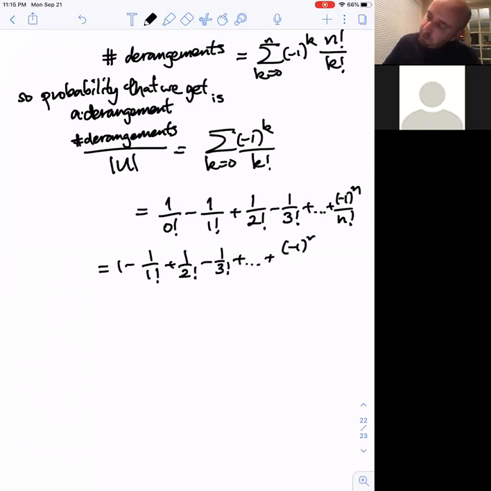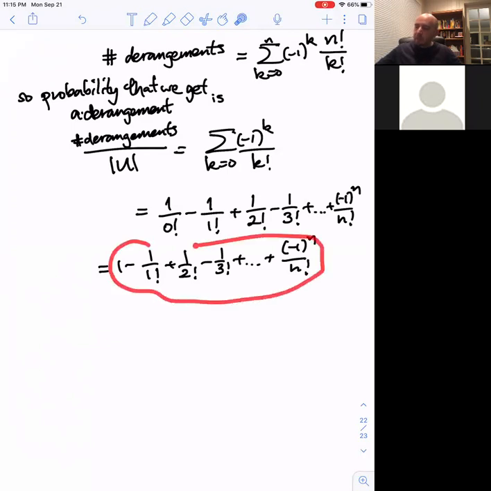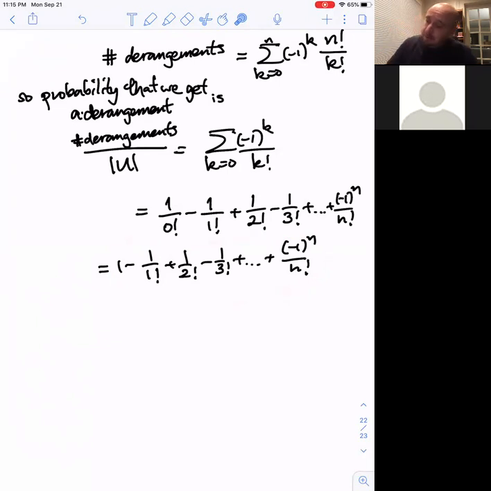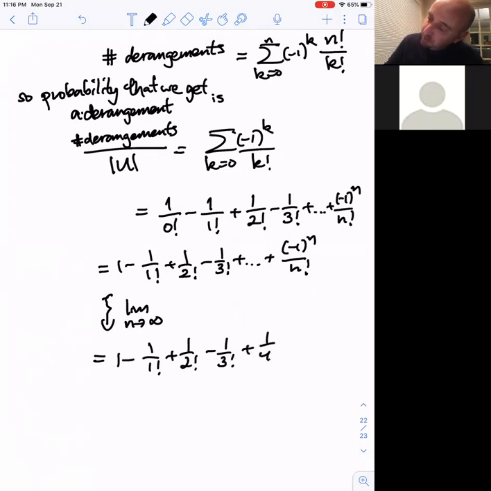Okay, so this gives us this probability for any n. And if you start tabulating these, we can just write these down for n equals 1, n equals 2, n equals 3. You'll start to see that they have a limit. That limit is not 0. That limit is not 1. When you take the limit as n goes to infinity, it's going to be 1 minus 1 over 1 factorial plus 1 over 2 factorial minus 1 over 3 factorial plus and so on.